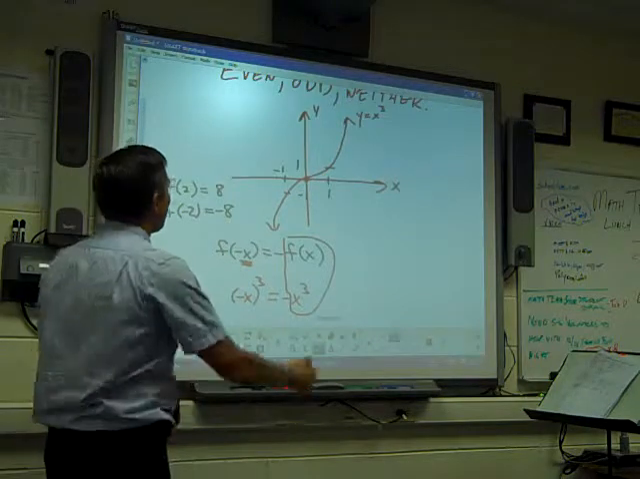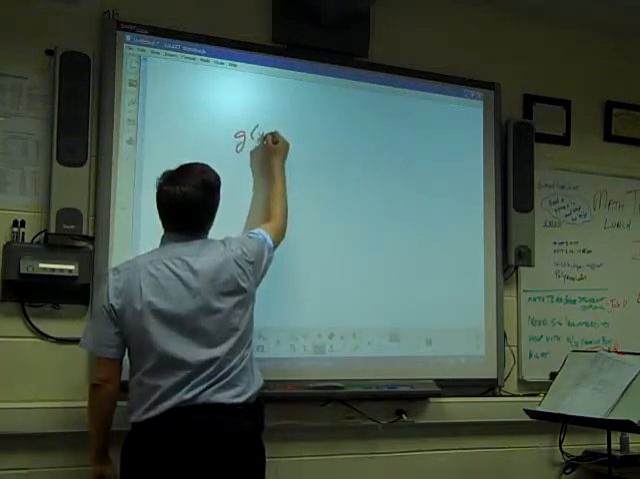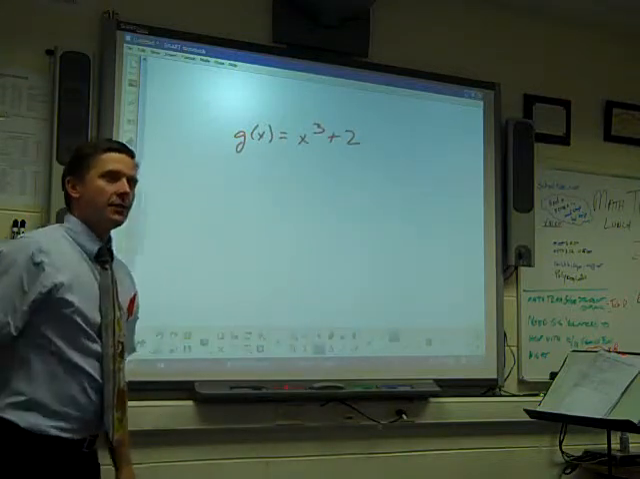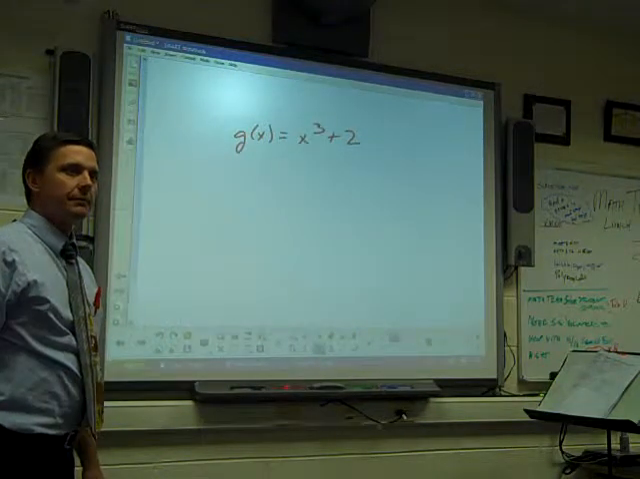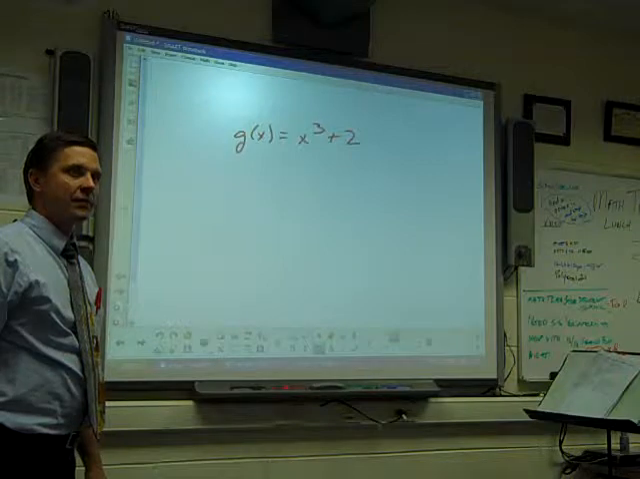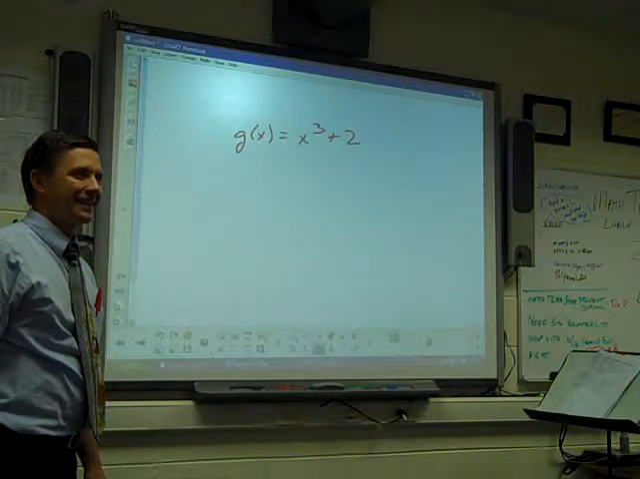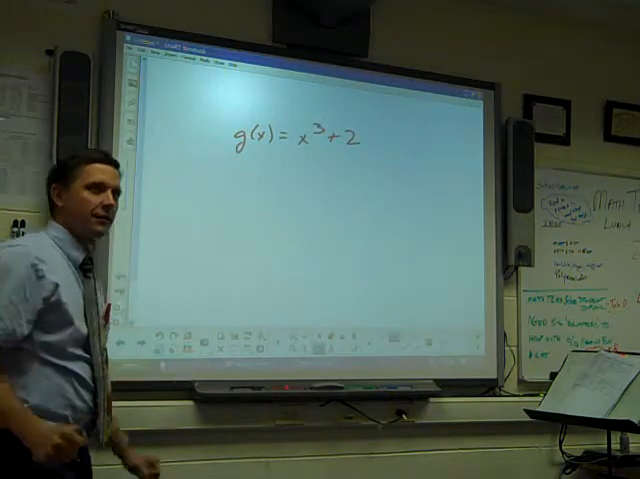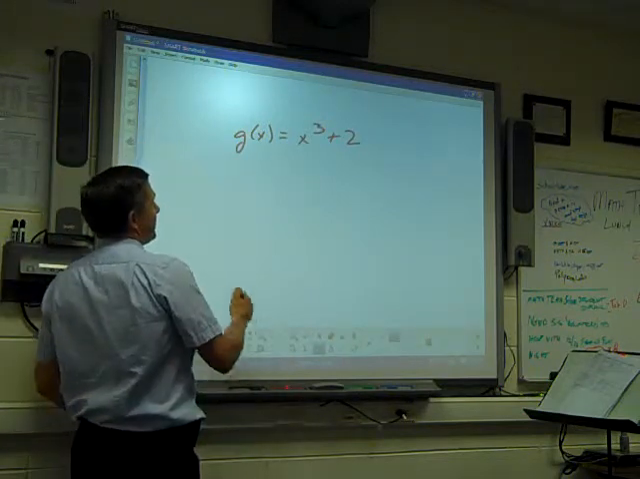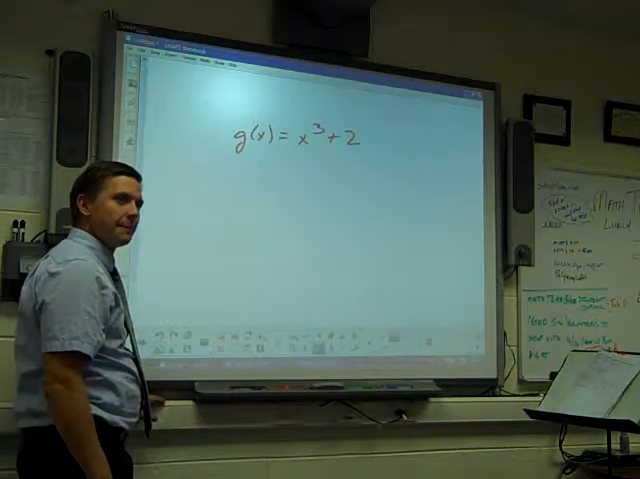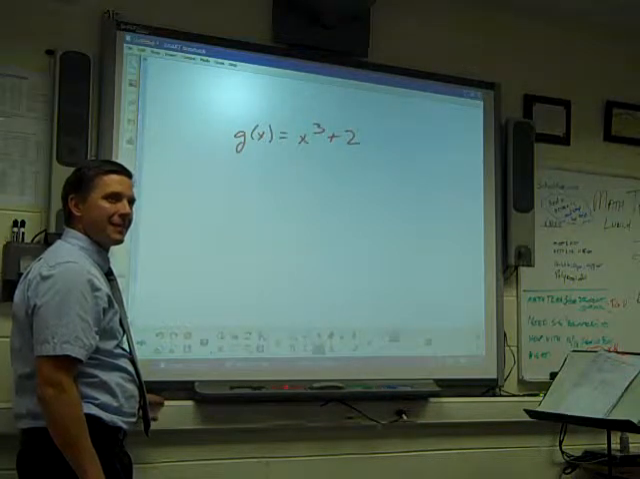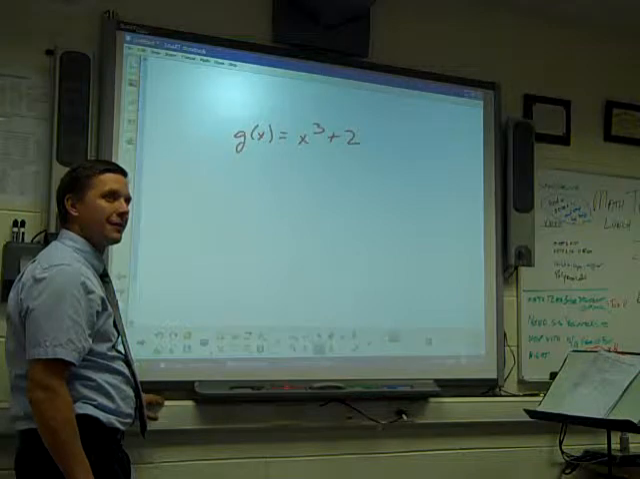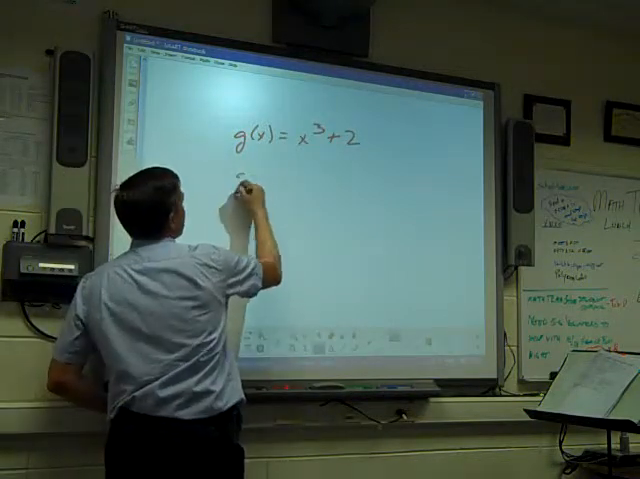So, let's think about this. Let's check another one. How about g of x is equal to x cubed plus 2? Is that going to be odd? Depends. Well, if you pick 1 for x, if you put 1 in there, do you get 3? And if you put negative 1 in there, do you get negative 3? No. Uh-oh. So let's check it the other way.